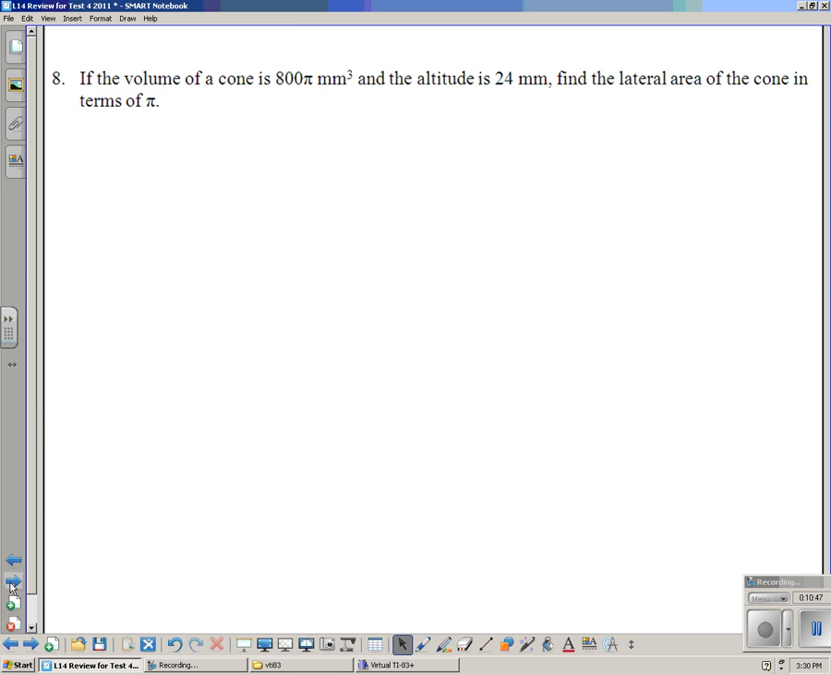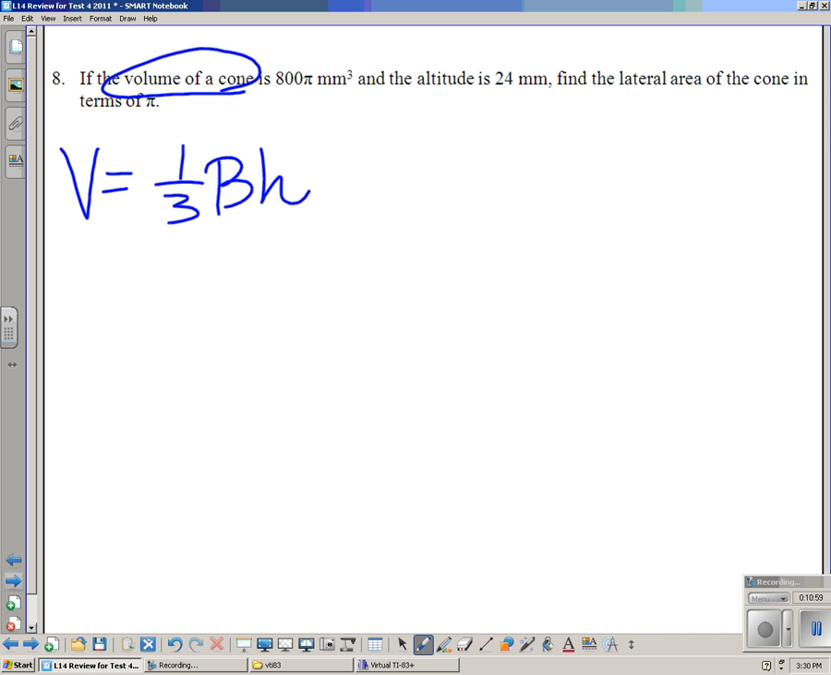Next question, number 8. If the volume of a cone is 800 pi cubic millimeters, so again, I read volume of a cone. So on my paper, I look up the volume of the cone formula on my formula sheet. It's this. And the altitude is 24. They want us to find the lateral area of the cone. So I'm going to write down my lateral area of the cone formula from the formula sheet. Big L equals pi r script L.